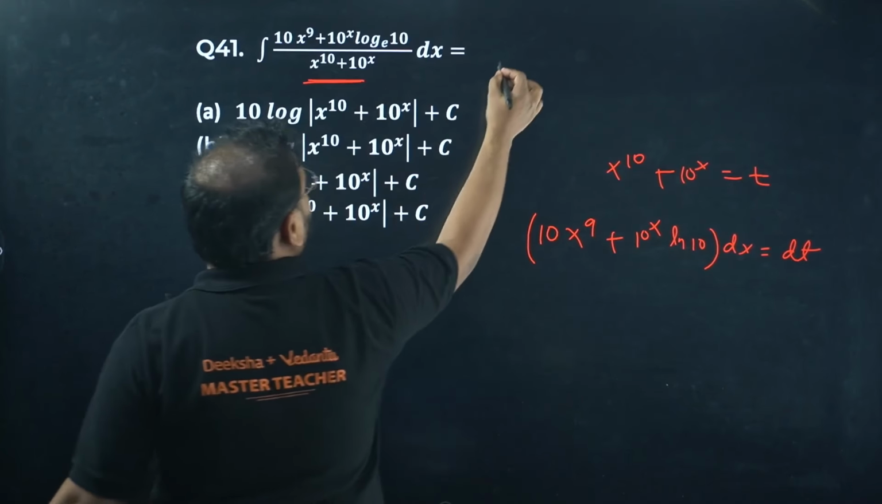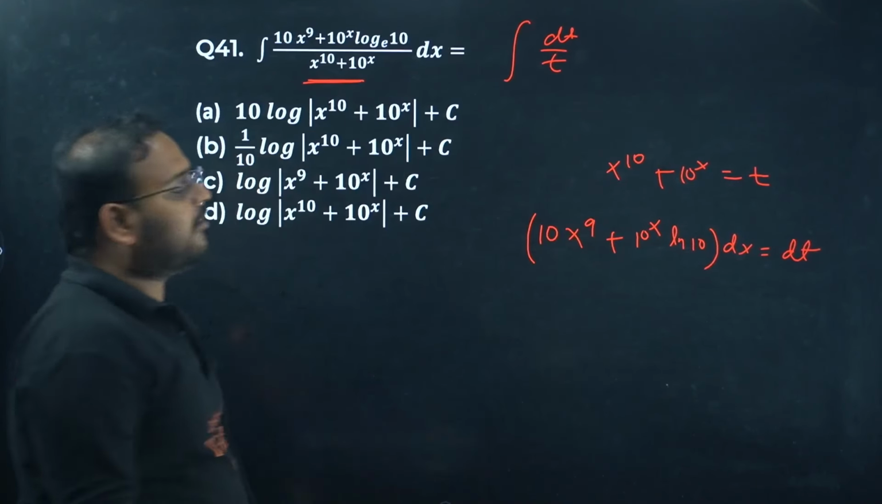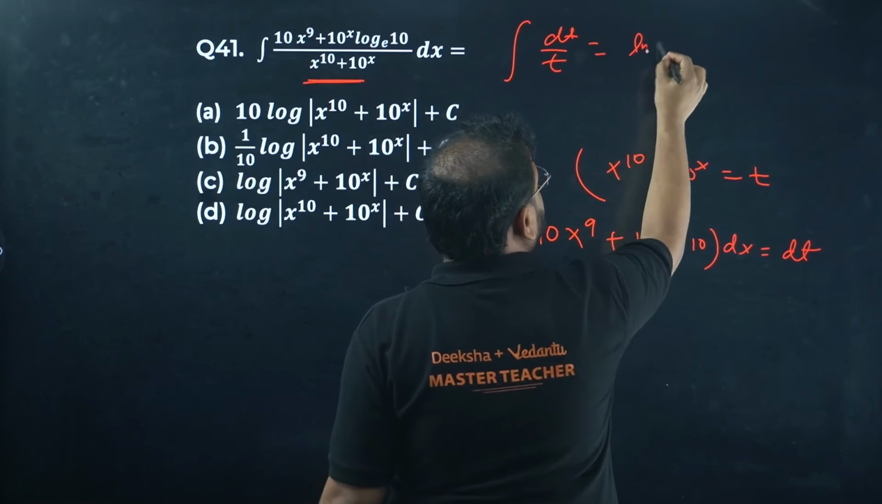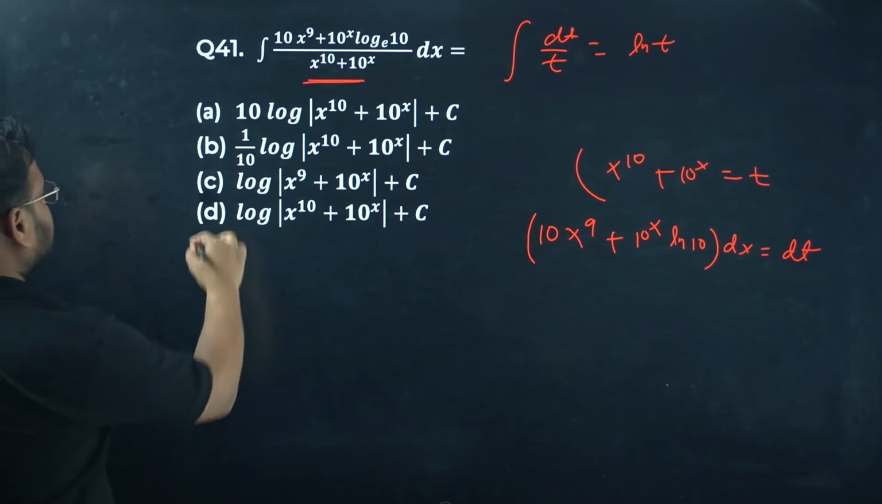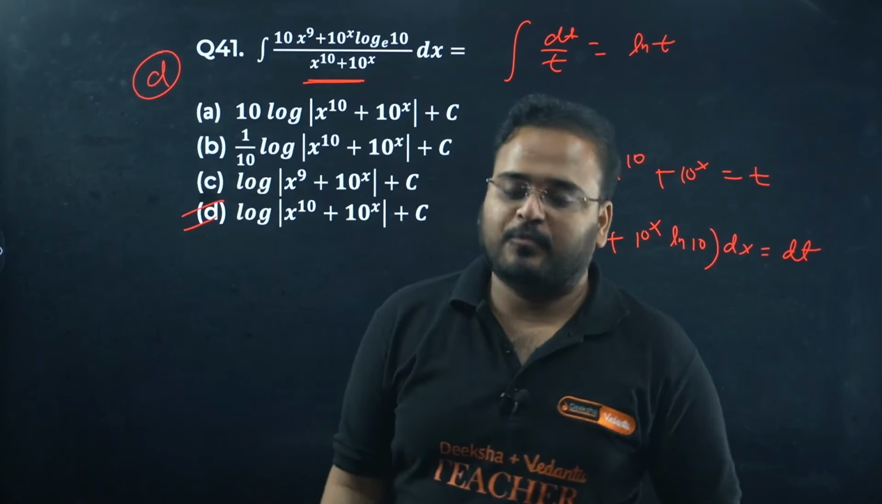So this question becomes dt upon t. Answer is ln t, log of this value. Answer is ln t plus c. So log of x power 10 plus 10 power x. 41 is d.